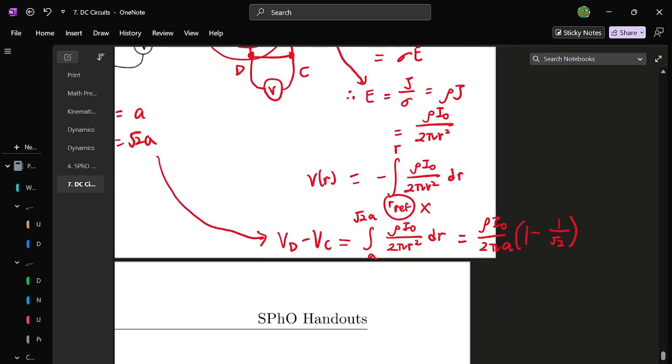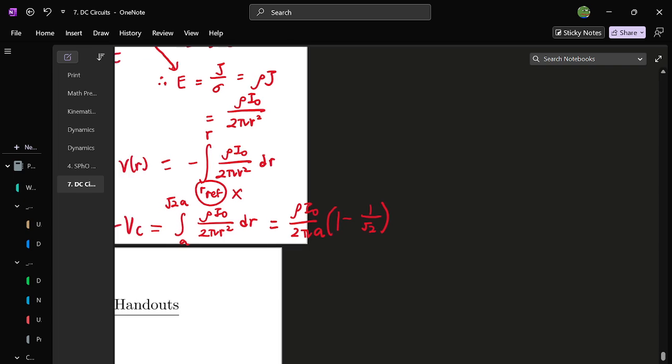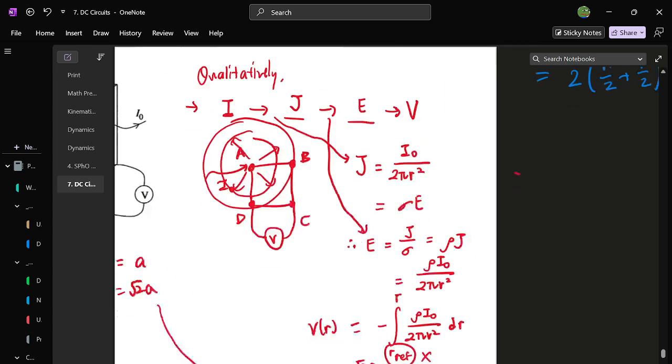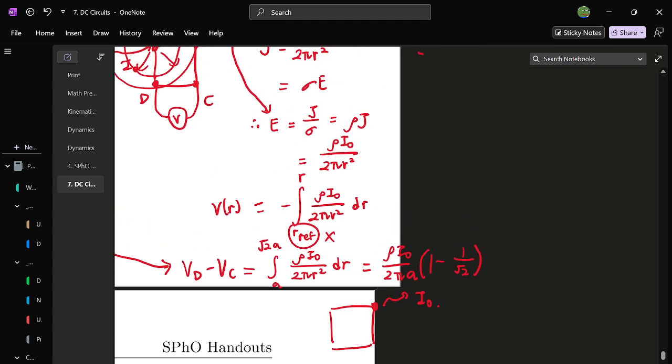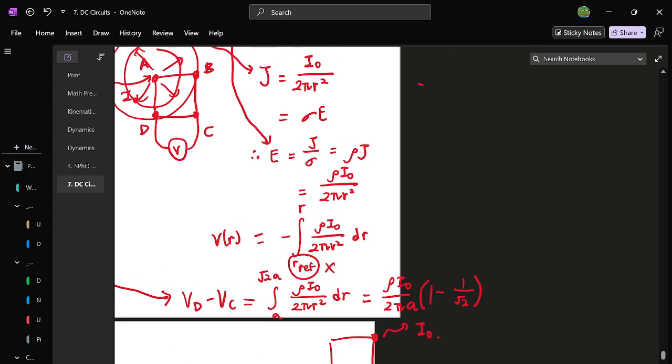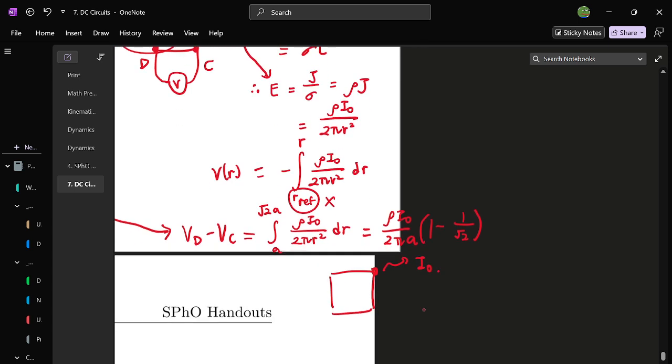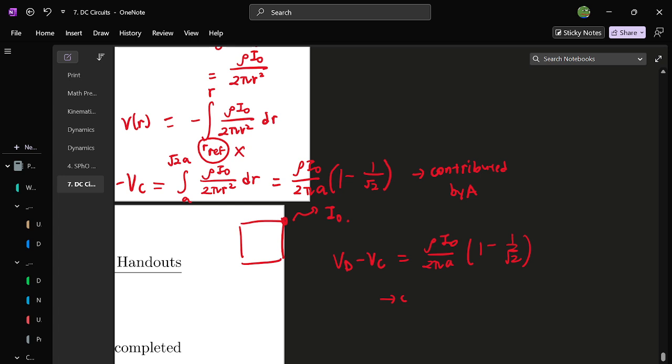Now don't forget you also have a current I naught leaving B, but that's a separate case. You want to superpose it. And you notice that if you work out the second case, then you're basically just doing the same thing as the first case because the whole setup is symmetric. So actually, VD minus VC is also the same. This is contributed by A. This is contributed by B.